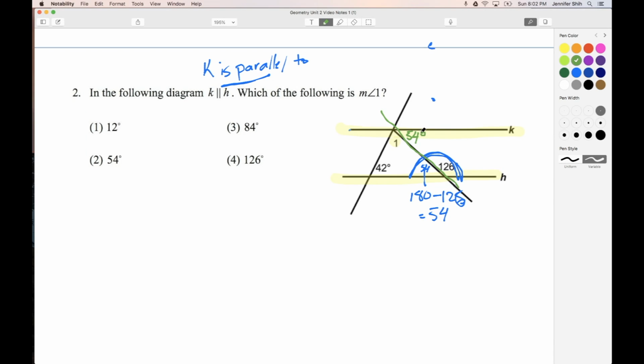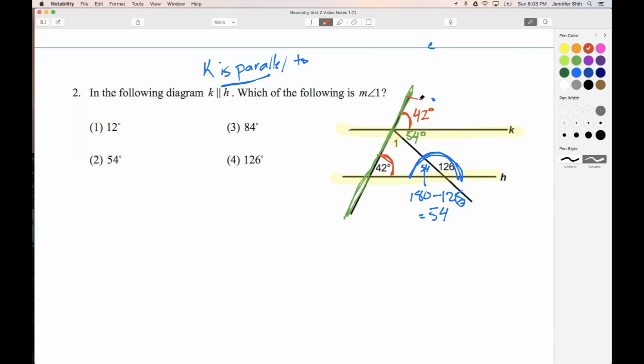I'm checking my work to see if this makes sense. And if this is 54 degrees, then I also have a corresponding angle. This angle here corresponds with this 42. Why does it correspond with this 42? Well, we have our highlighted parallel lines, and now we have this transversal over here. So this transversal means that 42 and this angle up here are corresponding. So we have 42 degrees.